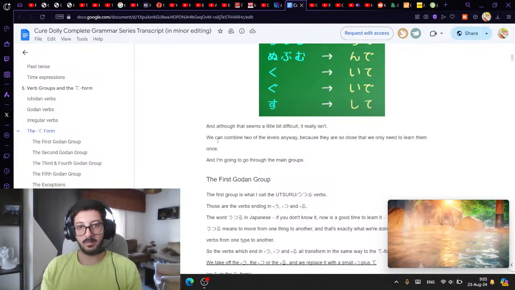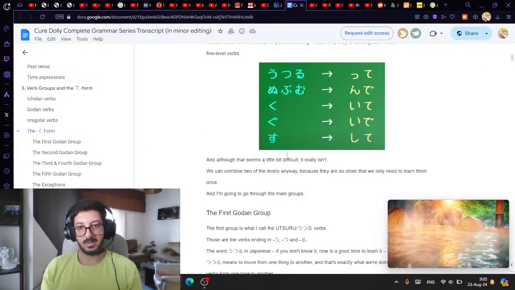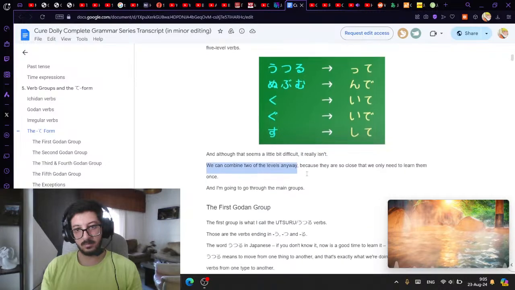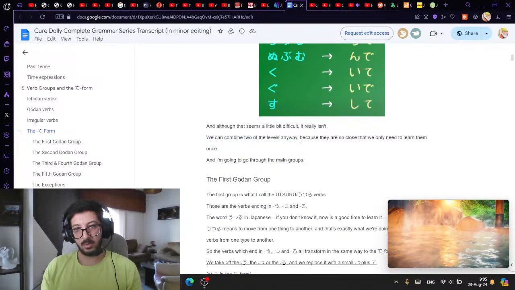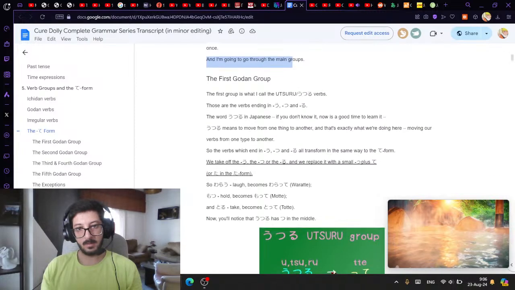We can combine, and although that seems a little bit difficult, it really isn't. We can combine two of the levels anyway, because they are so close that we only need to learn them once. And I'm going to go through the main groups. The first Godan group, the second, the third, the fifth, the exceptions.